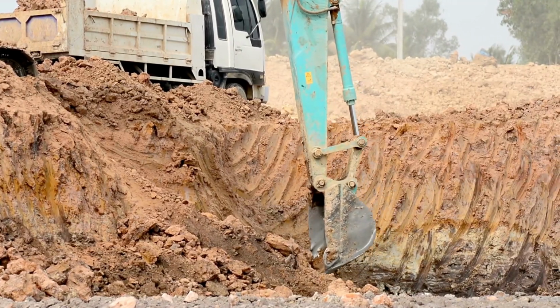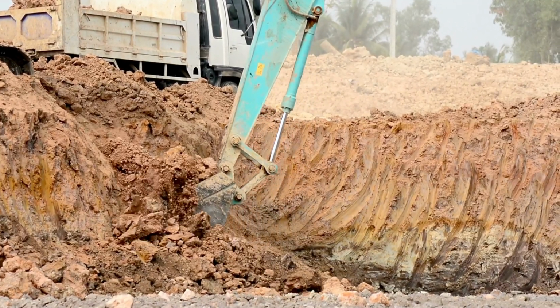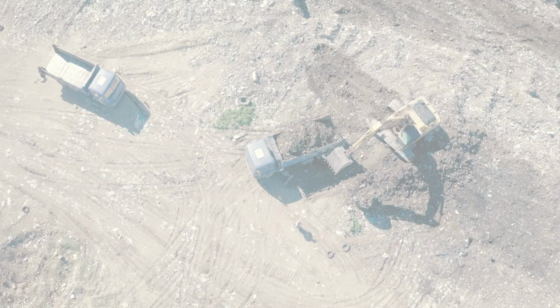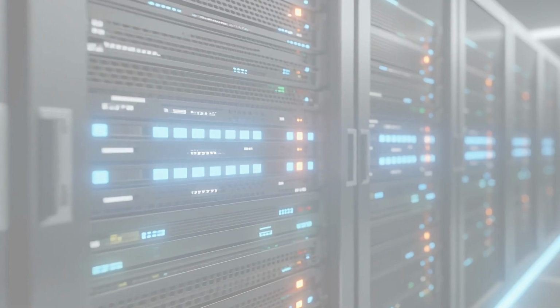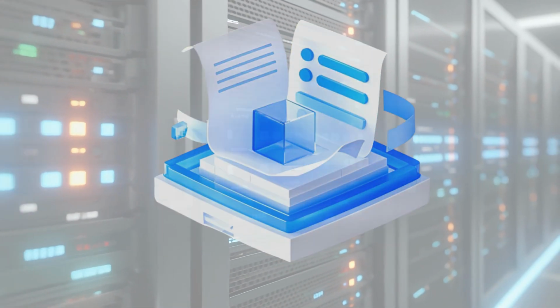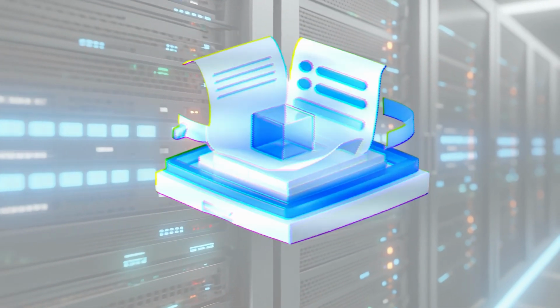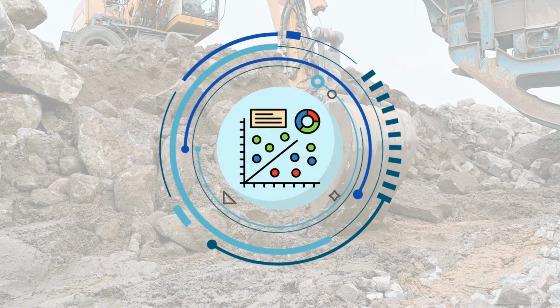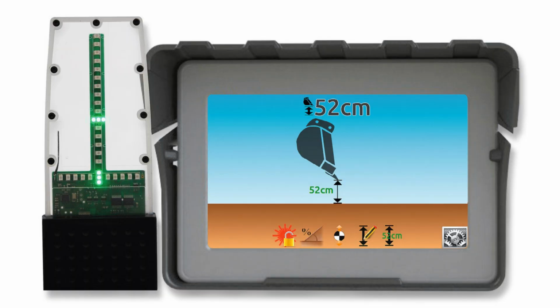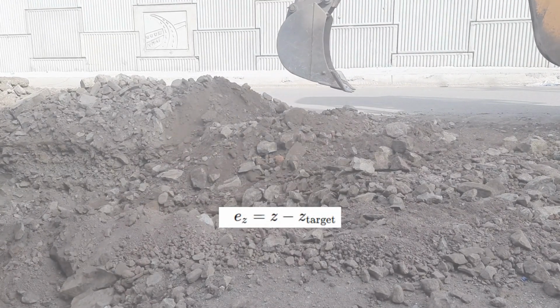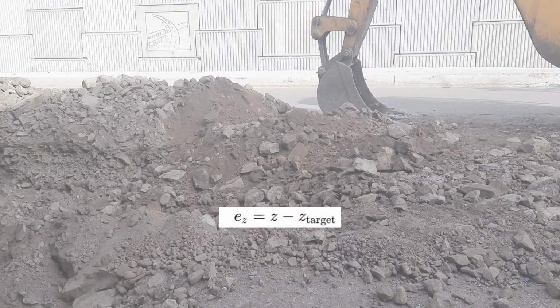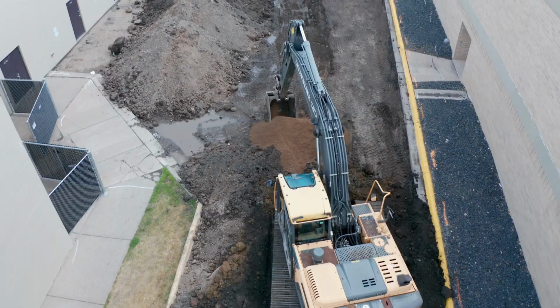Once the bucket position is known, automation becomes possible. The excavator is given digital targets such as a required digging depth, a flat ground level, a slope, or a safety limit. These targets are stored as numbers or simple geometric surfaces inside the control system. The software continuously compares the live bucket position with these targets and calculates how far the bucket is from where it should be. For example, the depth error is calculated as error equals current bucket height minus target depth. This tells the system exactly how close the bucket is to the desired result.